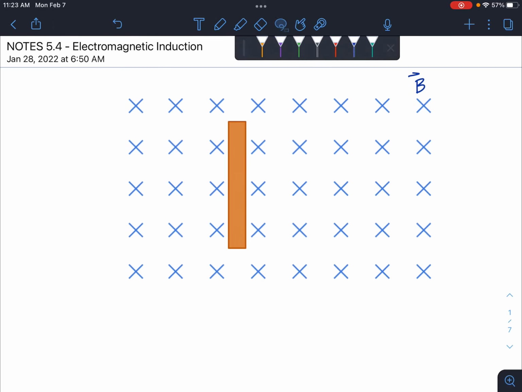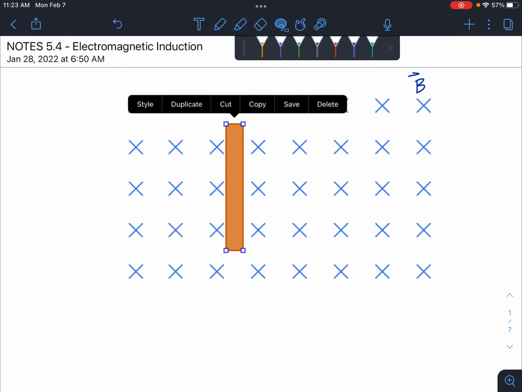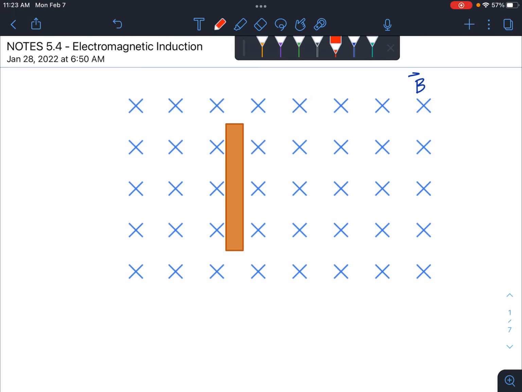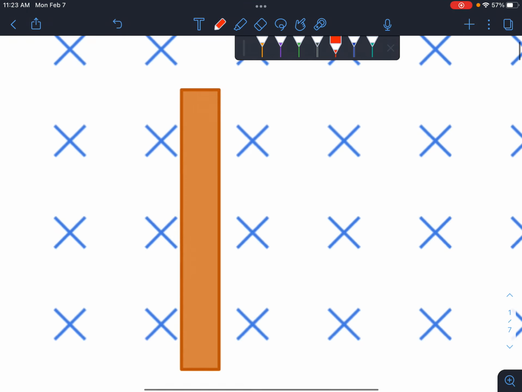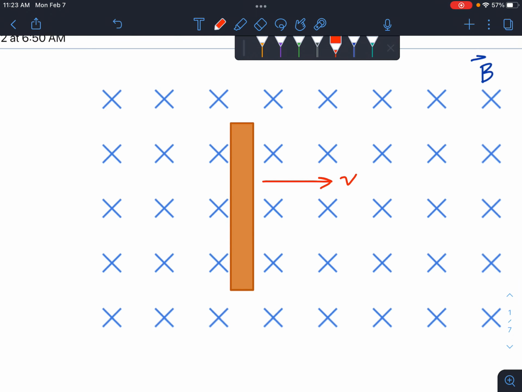We have here a copper bar or a conducting bar, and let's say it's moving to the right through this magnetic field. So there's a uniform magnetic field, and we'll say that the bar is moving to the right with some speed v. Now we know that the bar is actually made up of charges, so there's negative charges in the bar and positive charges in the bar as well. Those are all moving through this magnetic field.